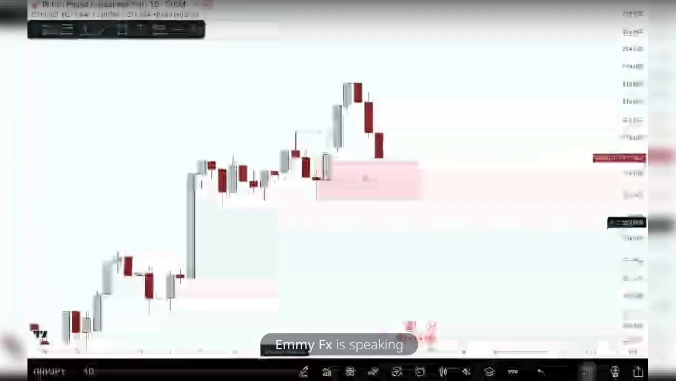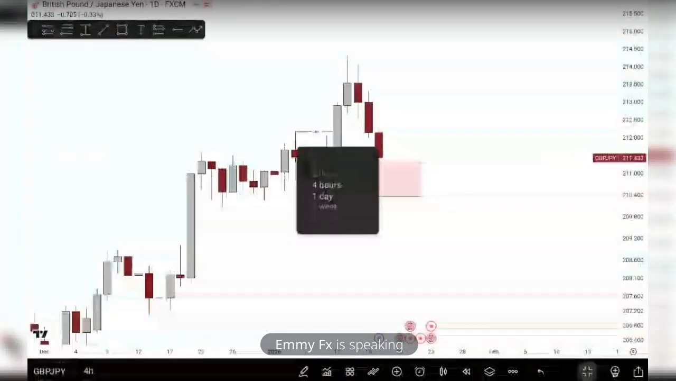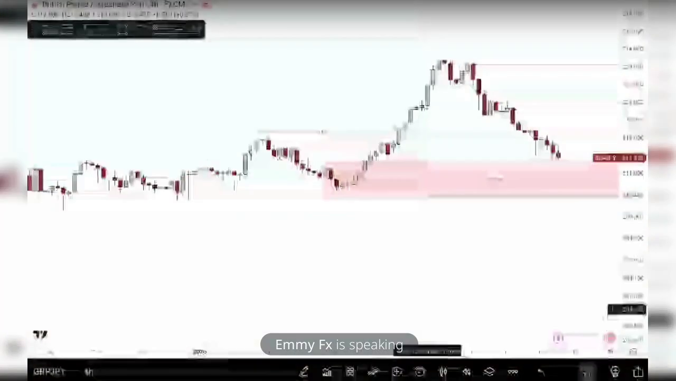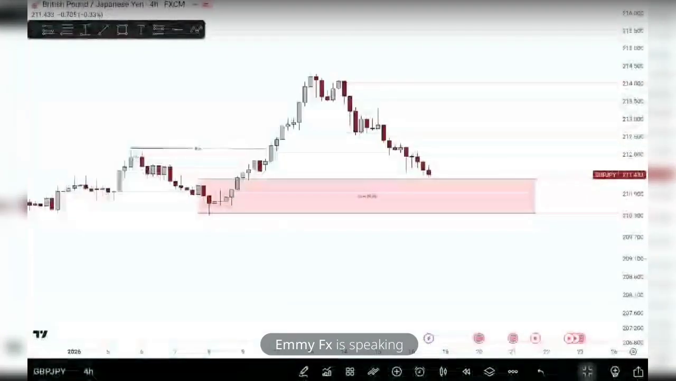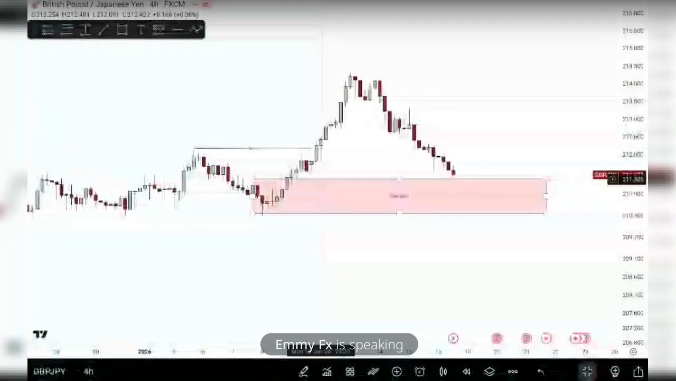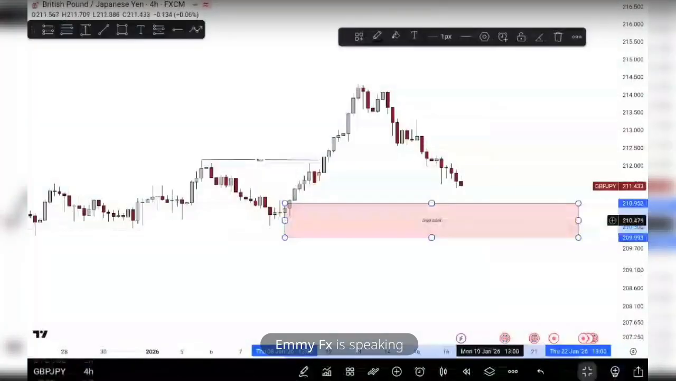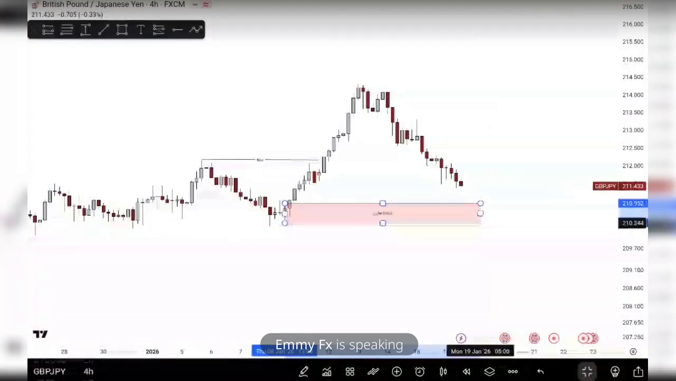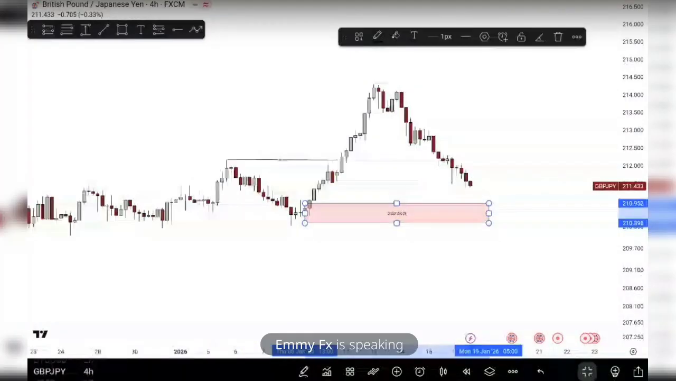Let's move to the four hours. We need to align everything together. It's very necessary. We have this order block which is currently sitting at the four hour. So this is the order block. The retracement is here. Let's move to the two hours time frame.